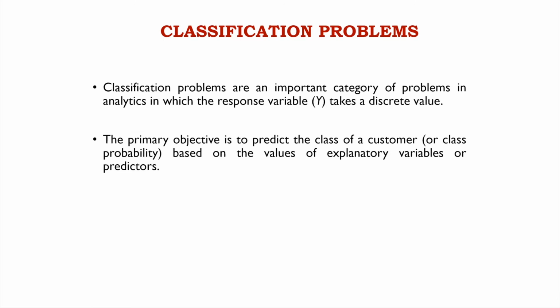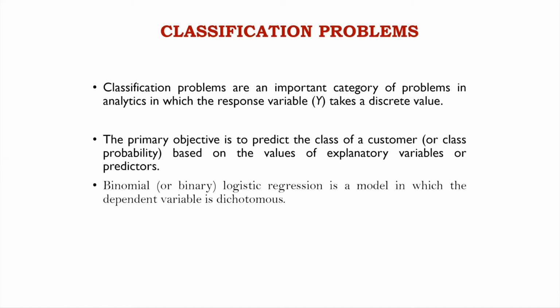For example, a company wants to know whether the customer is a good customer or a bad customer. Banks want to know whether the customer will pay back his loan or not. There are other examples, like whether the student will pass the examination or not. So the discrete values can be yes or no, pass or fail, success or failure, or zeros and one. With the help of explanatory variables or predictors, you can predict the values of your outcome.